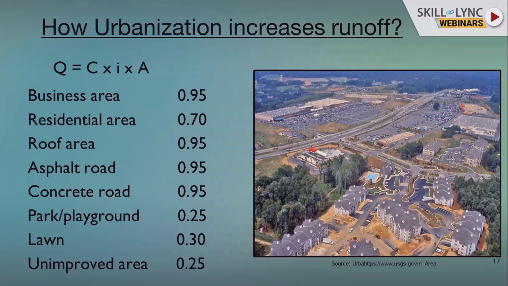You can see from the table, business area, if I keep everything constant, you can say discharge is proportional to C, which is the coefficient of runoff. Now business area has a coefficient of runoff of almost 0.95, which is very high. What is the meaning of 0.95? Any water coming on the surface, most of the water is flowing. No water is going into groundwater. This is the meaning of 0.95.